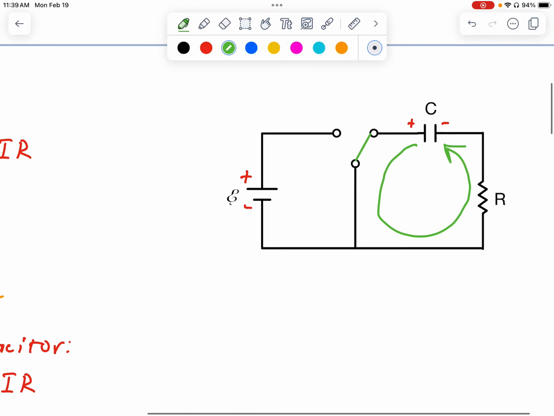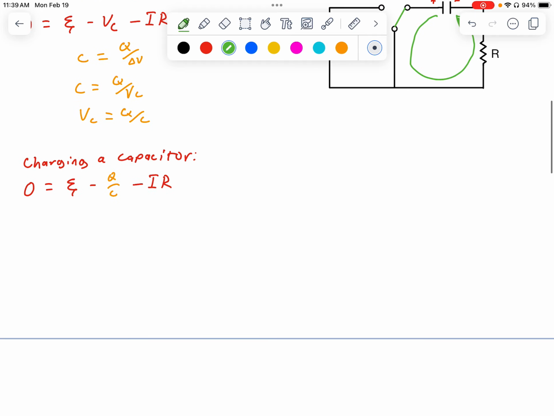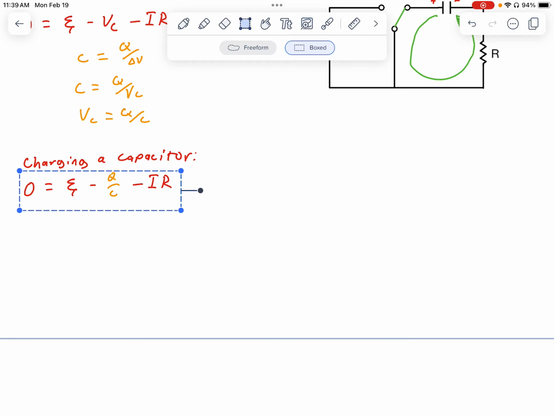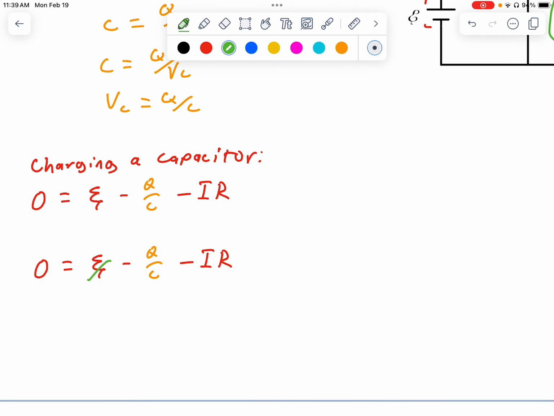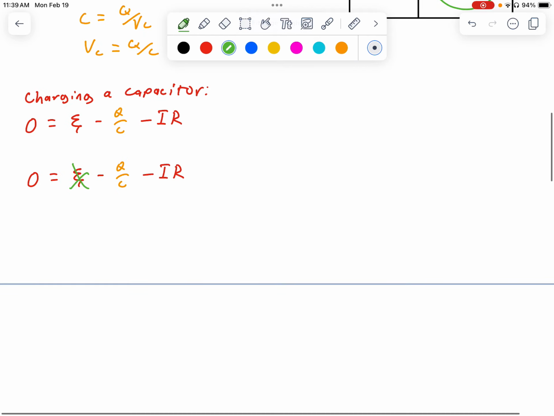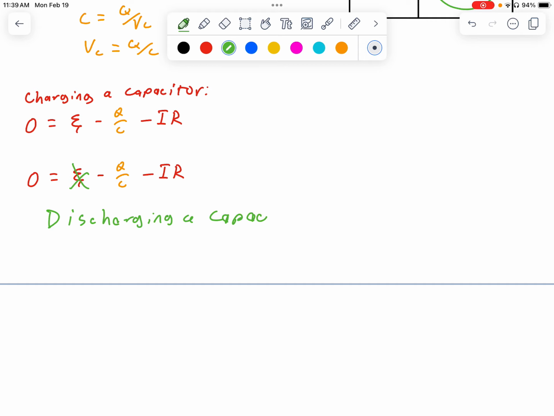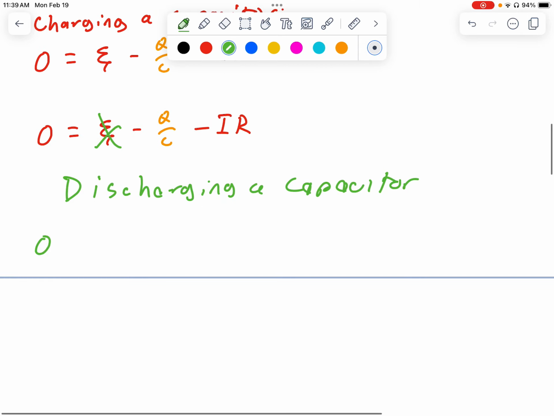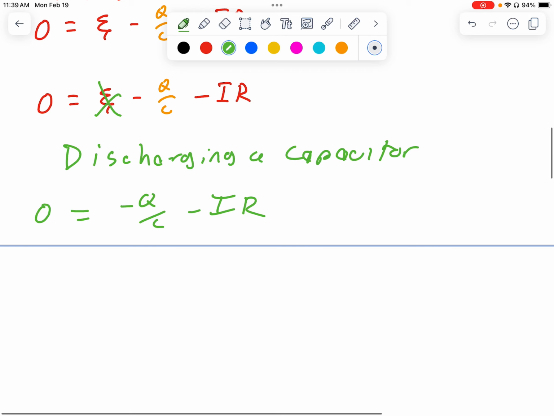Now if I take this equation that I've got written for charging a capacitor and change it for discharging, all we're really doing is taking out that voltage source. The EMF goes away, and we're left with, when we discharge a capacitor, zero is equal to negative Q over C minus IR. That just says that the voltage drop is going to cause current in the other direction. We'll get into the conceptual end later on. We just want to deal more with the math, because here's where we get to play around.